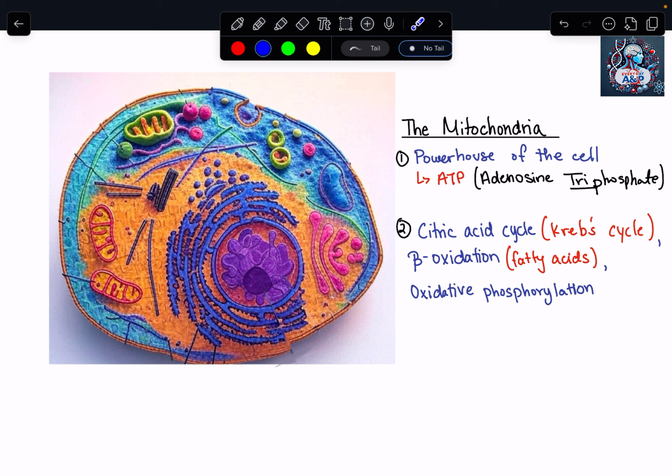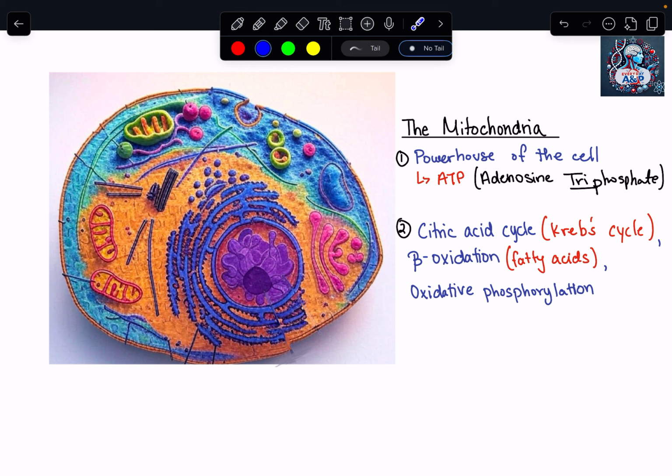When we look at the mitochondria right here, we know that it generates this molecule of ATP, otherwise known as adenosine triphosphate. The tri means that we have three phosphate groups that are bonded to an adenosine molecule, which generates this larger ATP molecule.